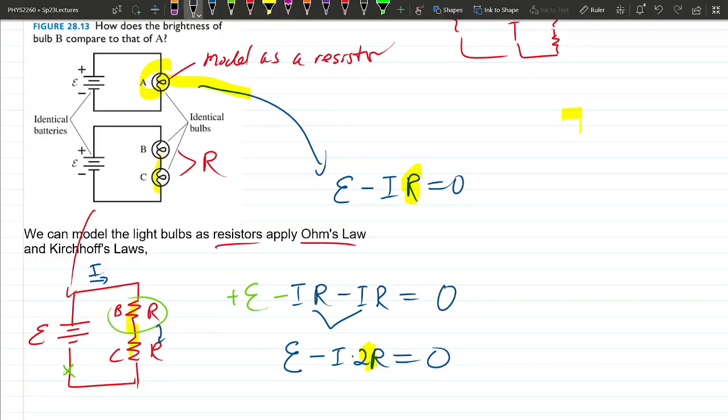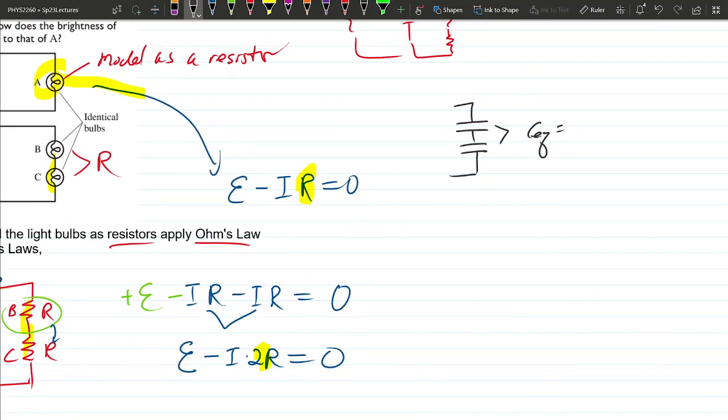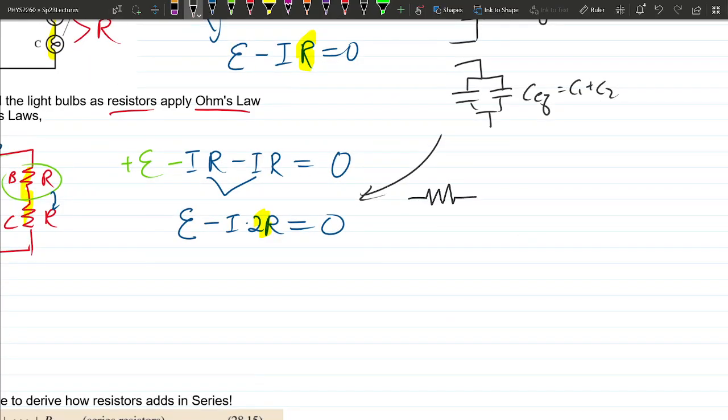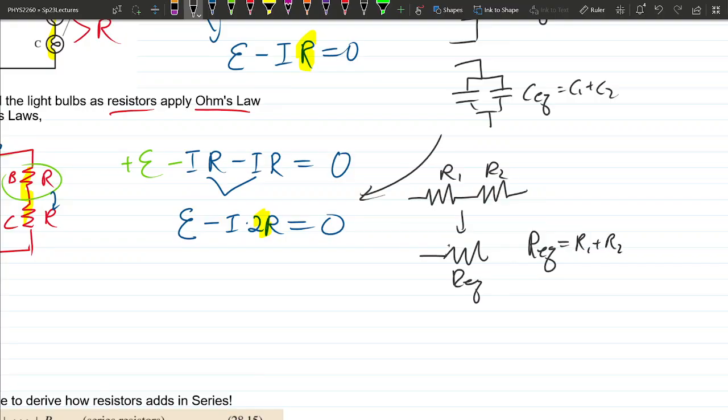Capacitors, when you put them in series, add as reciprocals: 1 over C equivalent is 1 over C1 plus 1 over C2. Capacitors in parallel are the ones that just add simply. For resistors it's different: when they are in series, they add simply. Oops, I wrote C's instead. R equivalent is R1 plus R2, and you can generalize this to dot, dot, dot. Hopefully that makes sense.